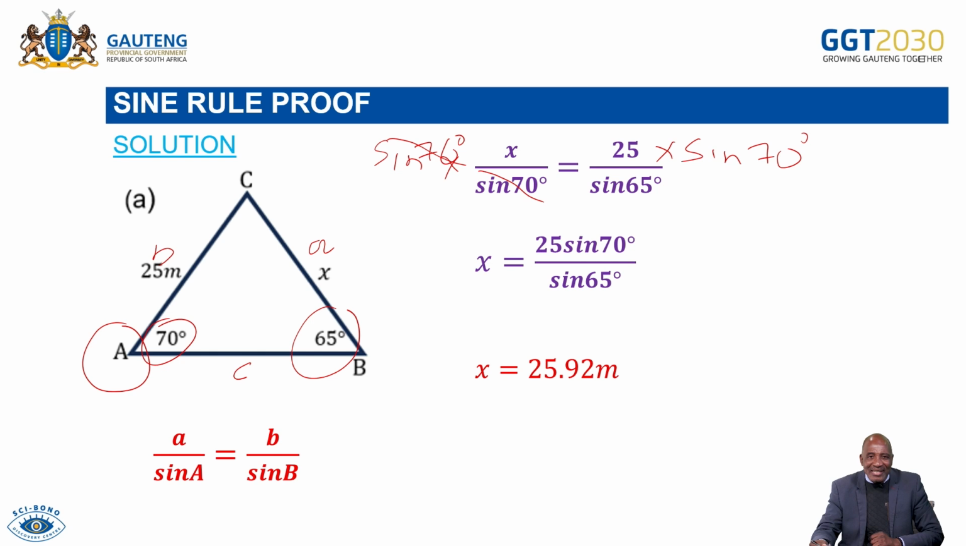So how did we proceed in this question? We said first things first, you have to check what is given. I see angle A is given, angle B is given, so I have to have sine A and sine B.